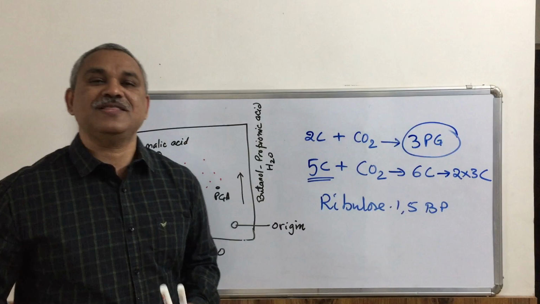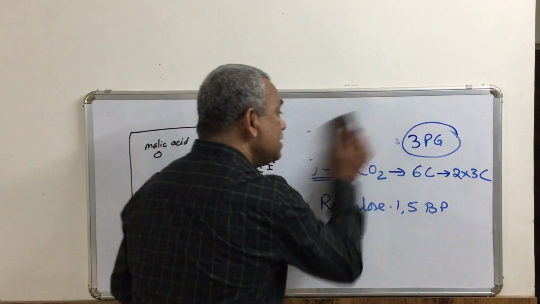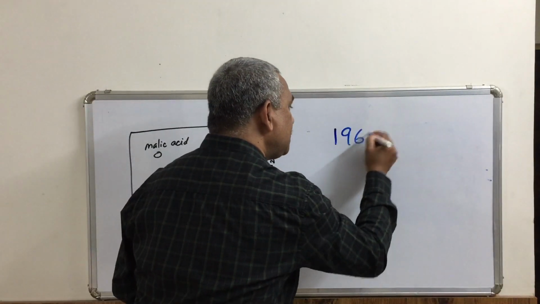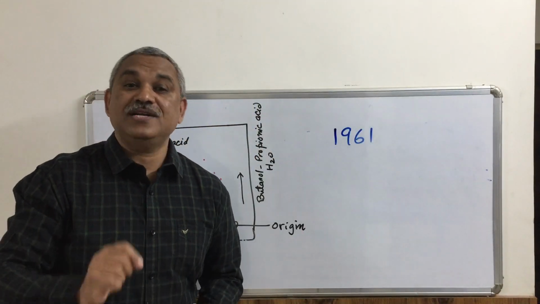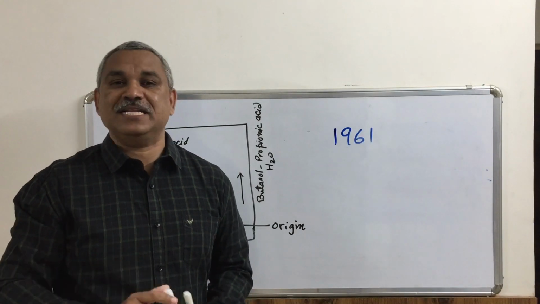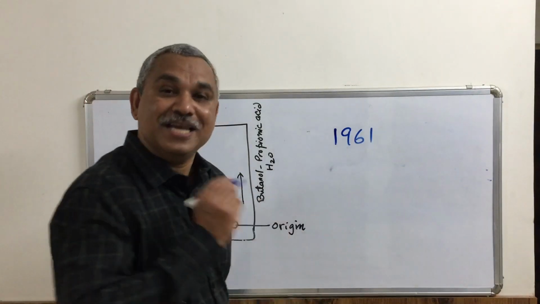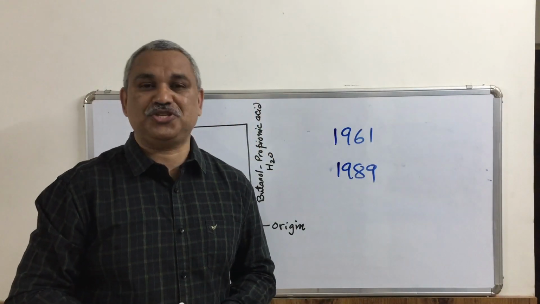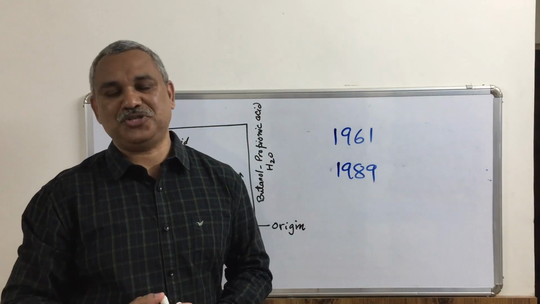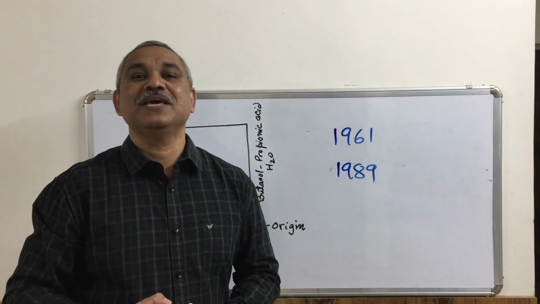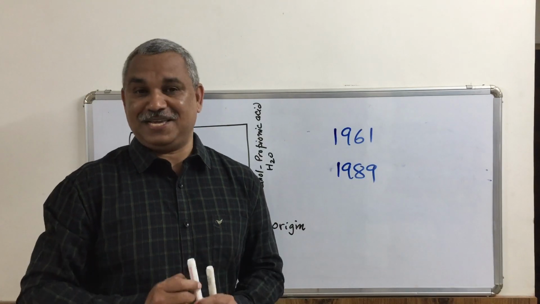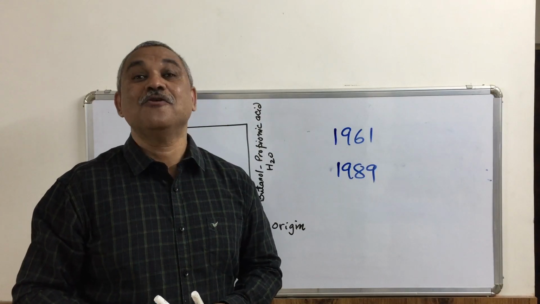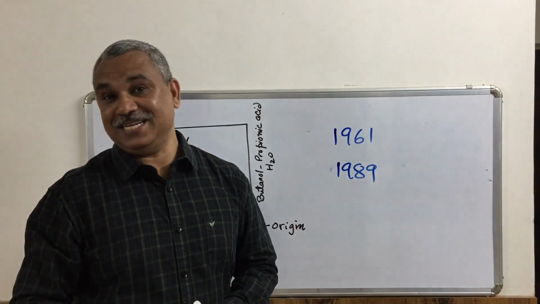For all the work they carried out, Calvin was awarded the Nobel Prize in 1961. In 1989, President George Bush acknowledged his contribution by giving him the National Medal of Science. Calvin also wrote his autobiography, Following in the Trail of Light, in 1992.